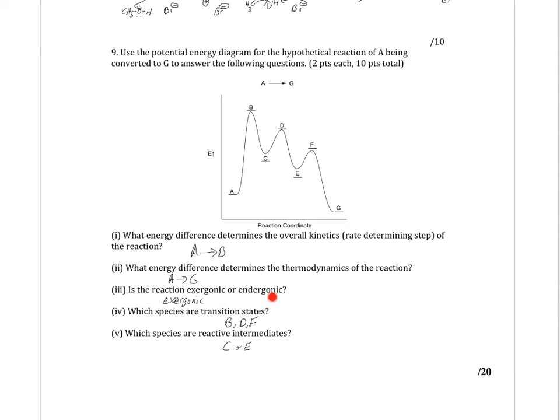Is it exergonic or endergonic? It's exergonic. What are the transition states? B, D, and F. What are intermediates? C and E. C and E actually have fully formed bonds. B, D, and F do not. Those transition states, that's where the arrows are, as we show when we draw a mechanism. And the things in between, like carbocations, are the intermediates.